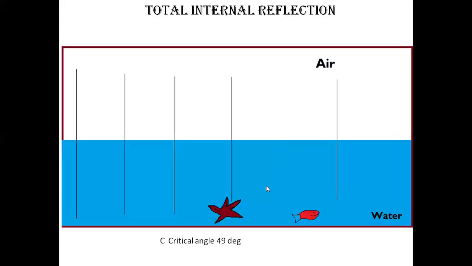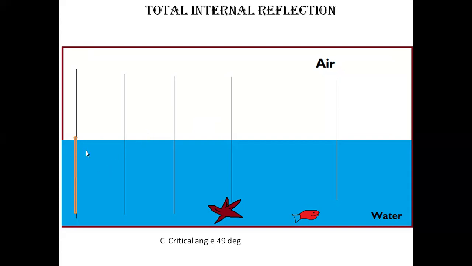Here, I have shown you 2 media, water and air. So water is denser compared to air. Okay. So here, there are 5 normals drawn. So it means I will be showing you 5 rays entering at different angles. Okay, since the ray will be entering from water to air, it will be bending away from the normal. But when a ray enters at 0 degree to the normal or 90 degree to the surface, it does not deviate.